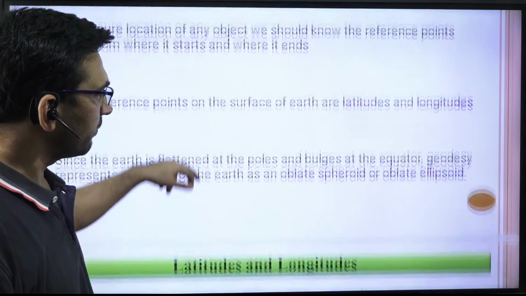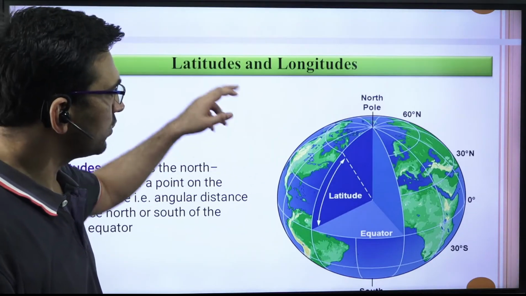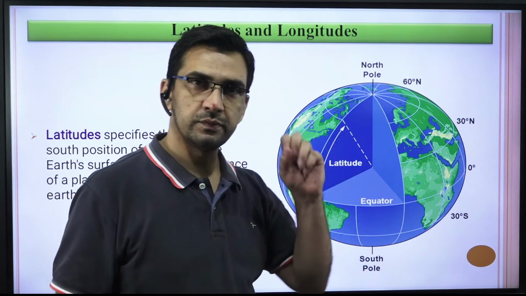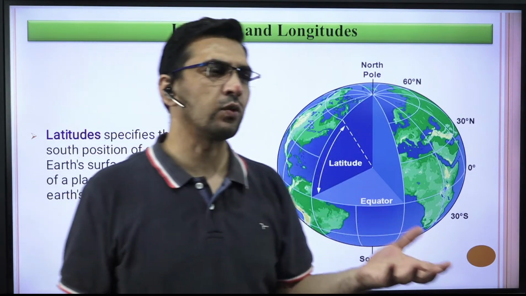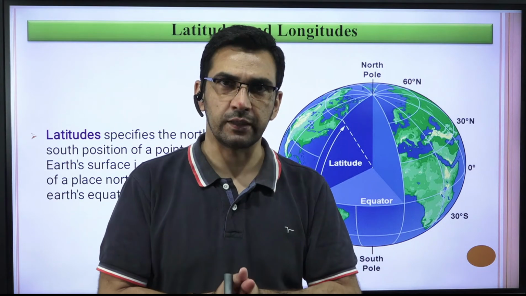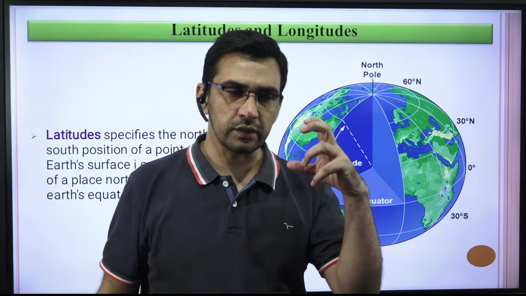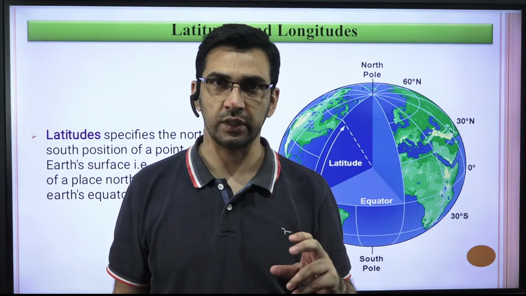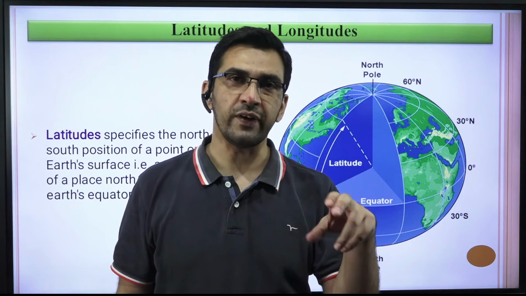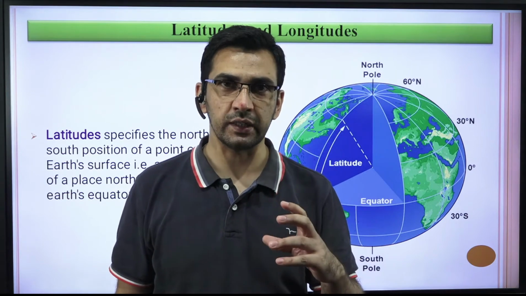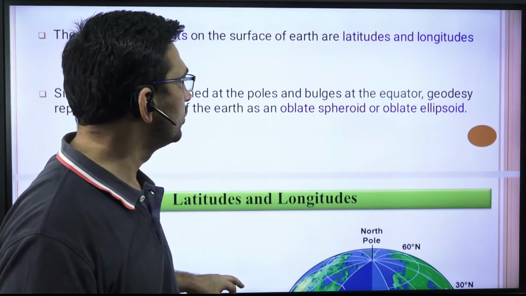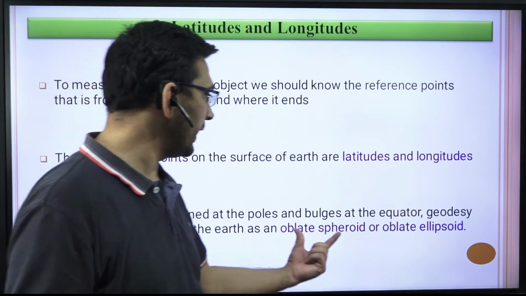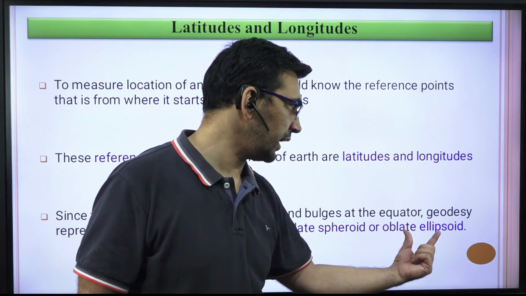And at the same time, before telling you the meaning of latitude, if I ask you what is the shape of the earth, you will say simply, okay, obviously it is a sphere. But see, the earth is approximately a sphere, but it is not exactly a sphere, right? If you want to define the exact shape of the earth, then the term you have to use is not sphere, but oblate spheroid or oblate ellipsoid.